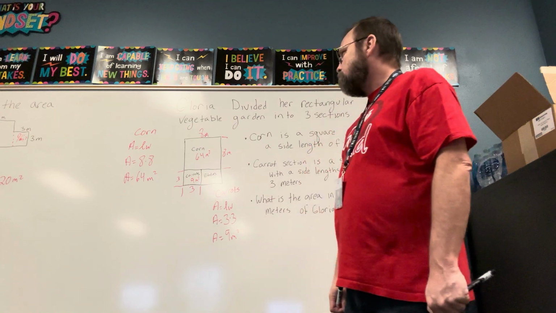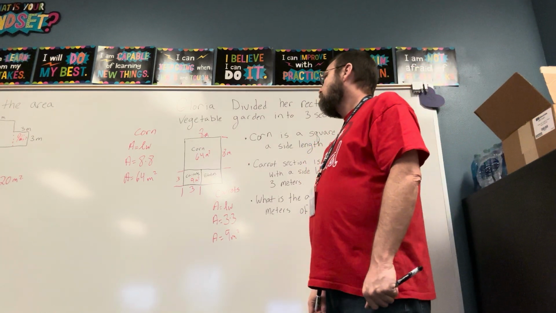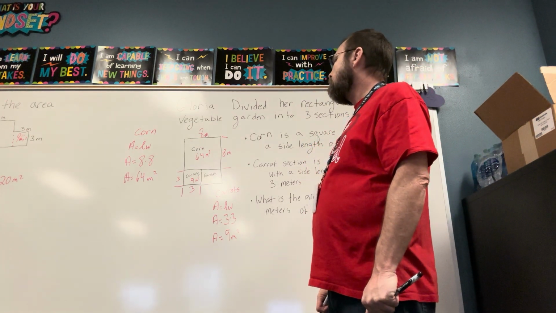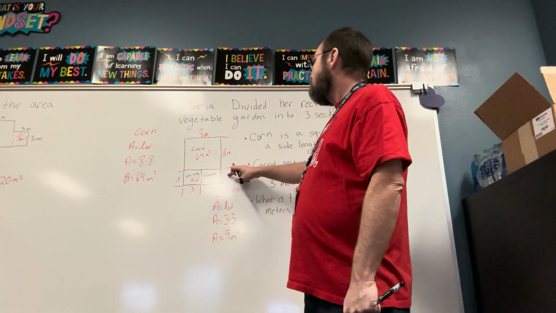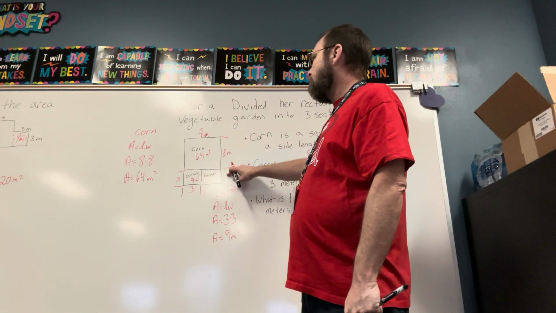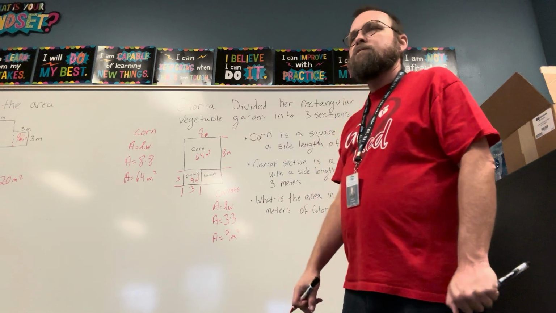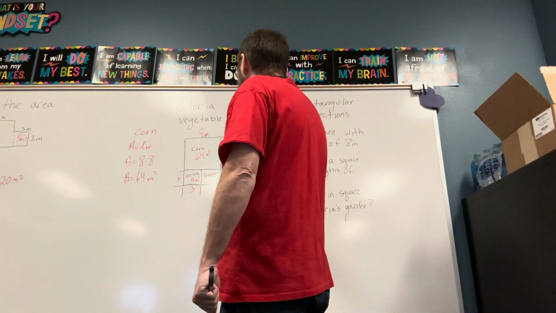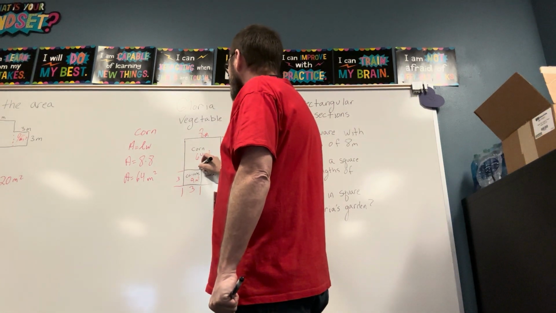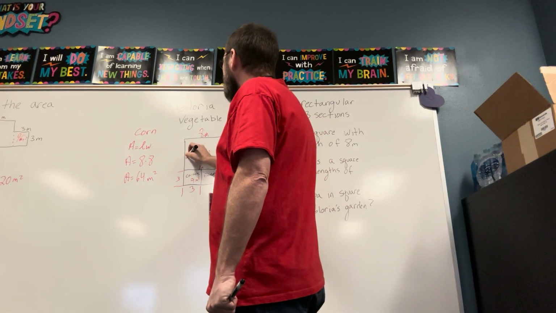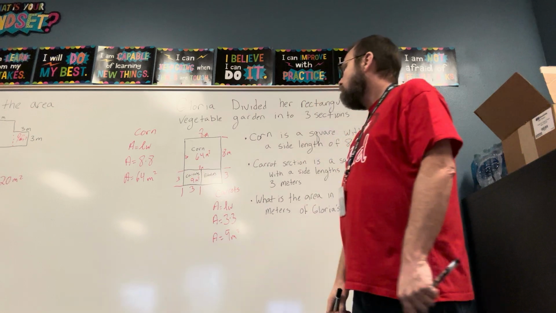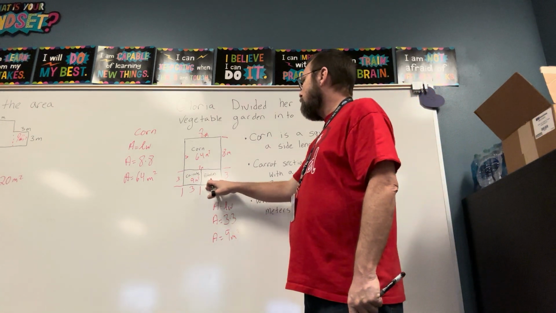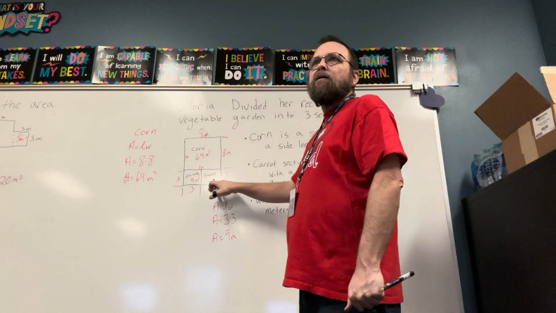Now the potatoes. For the potatoes, I've got to figure out the length of this side right here. Anybody have any ideas? Right here. 3. Because all of these sides are 8. Now I have to figure out the length of this side here. Anybody have an idea? 3.